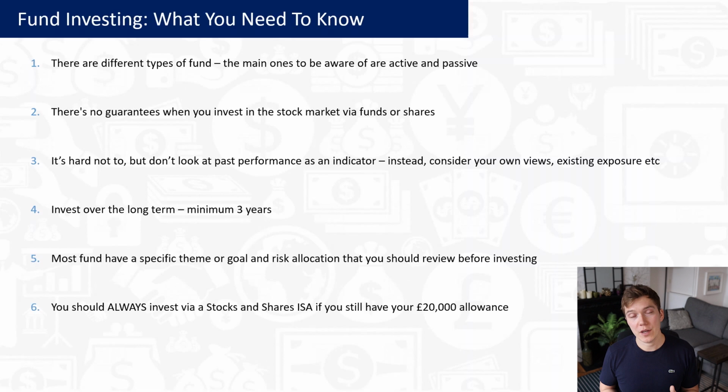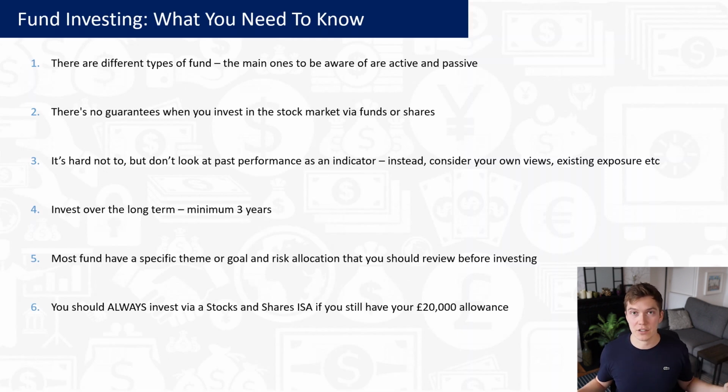Now, the final thing to be aware of is if you are going to invest in a fund and you are based in the UK, you should be investing through a stocks and shares ISA. ISA stands for Individual Savings Account, and it is basically a type of account that doesn't get taxed. So if you buy your funds through a stocks and shares ISA, any gains or profits that you make on those funds are not going to be taxed.